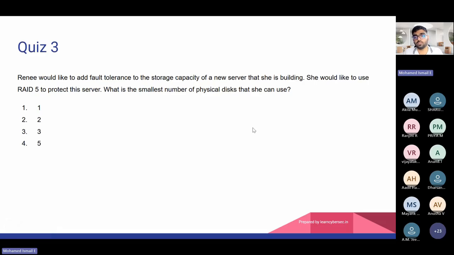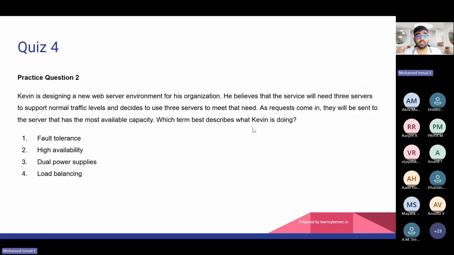All right, so we'll move on to the next question. Kevin is designing a new web server environment for his organization. Reading again, Kevin is designing a new web server for his organization. He believes that the service will need 3 servers to support normal traffic levels and decides to use 3 servers to meet that need. As requests come in, they will be sent to the server that has the most available capacity. Which term best describes what Kevin is doing?